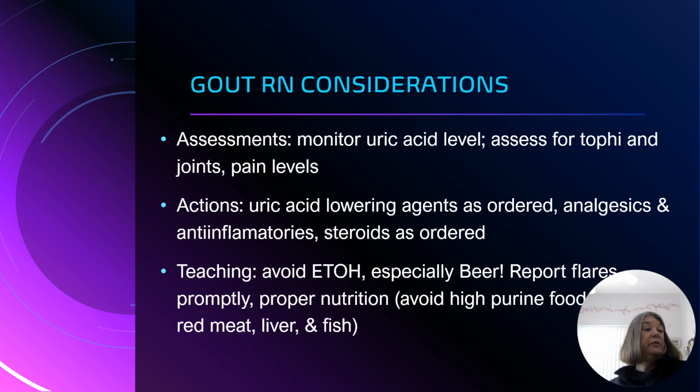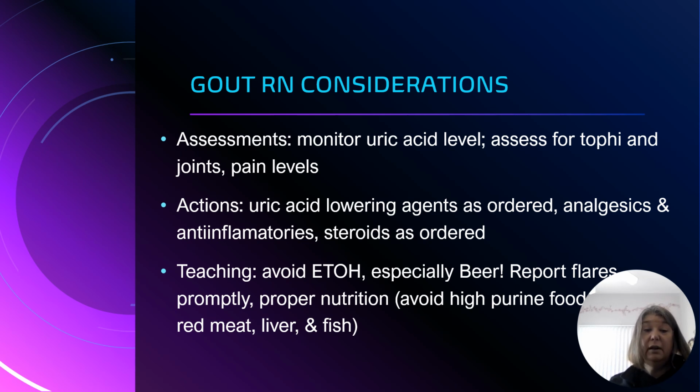So assessments, obviously, we're going to monitor uric acid levels. Just remember, if you have gout, you're going to have hyperuricemia. So that is increased uric acid in the blood. But again, just because you have hyperuricemia does not mean you have gout. We're going to assess for tophi. Tophi indicates advanced gout. Okay, we're going to look at the joints. Are they swollen? Are they red? Are they painful? We're going to assess pain levels.